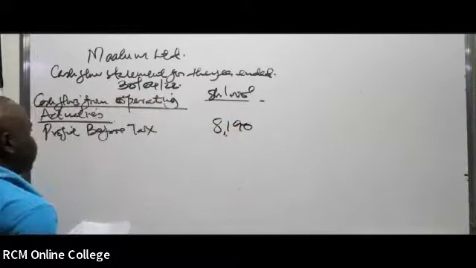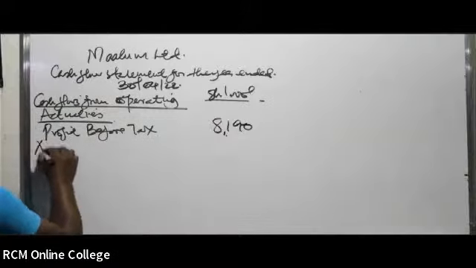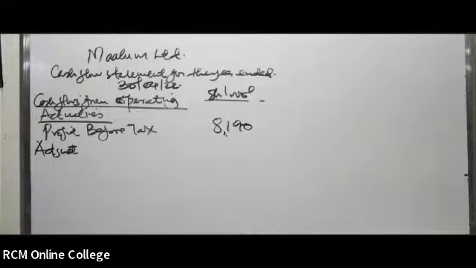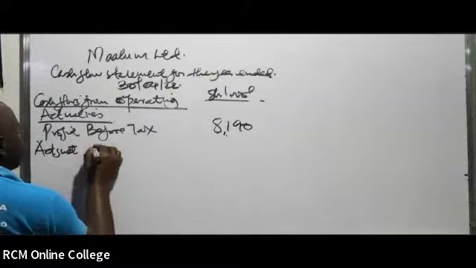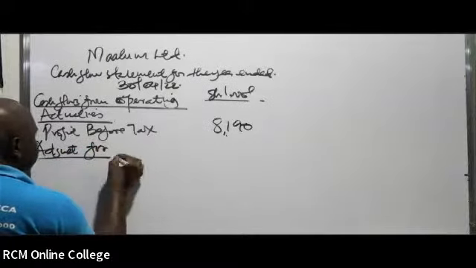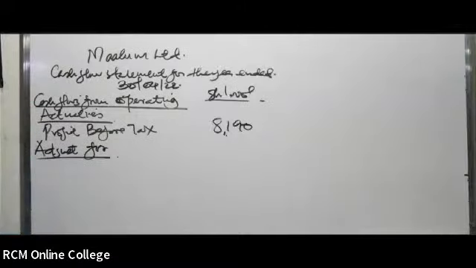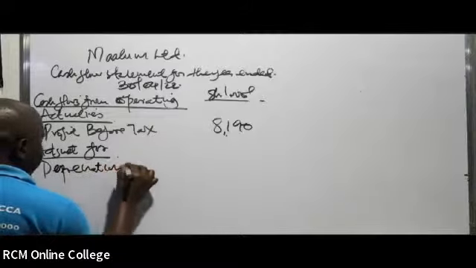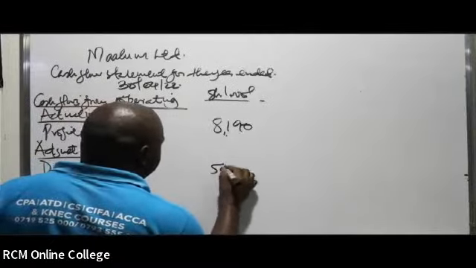Then you can adjust for the non-cash items and the finance cost. We had actually done some calculations, and we had depreciation of 5490. Depreciation, this one we add back.